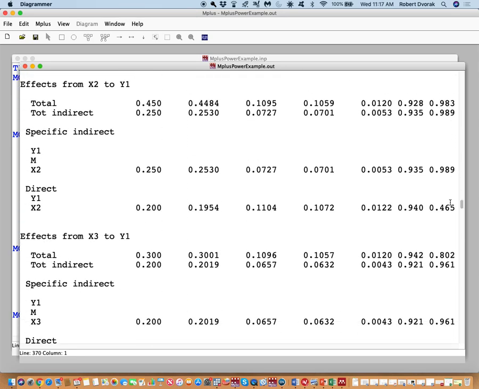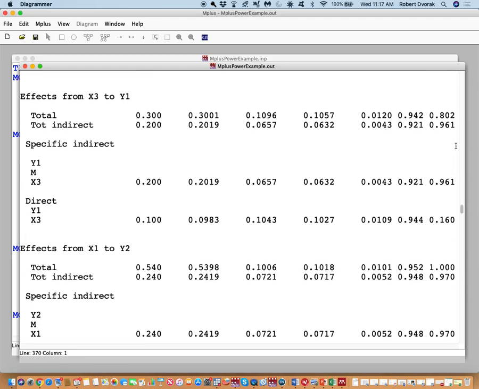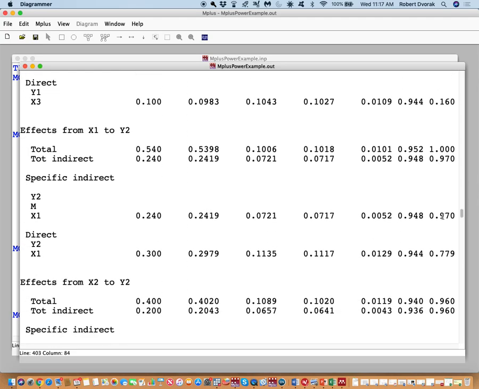X2 to Y2, similarly, enough power, we don't worry about this. X3 to Y1, this is important, right? Because we are just powered to detect a significant total effect from X3 to Y1. Now, the indirect effects look solid right here, but if you want to know total effects, and you want to ensure that those total effects, if there are total effects, cross that threshold of statistical significance, then we are just powered to detect that with 100 people. What did we do? Was it 100? I can't remember. And the rest of these all look pretty good.